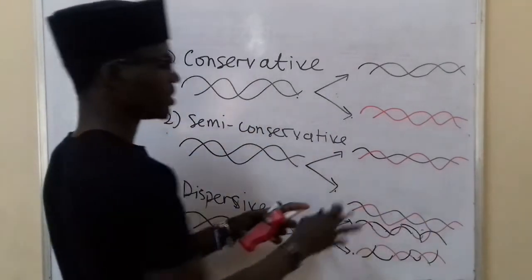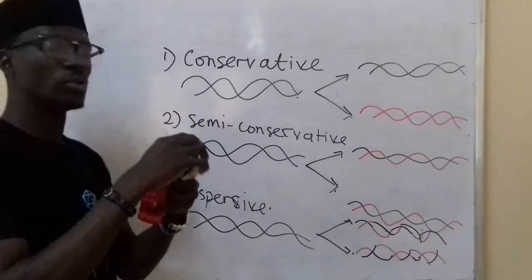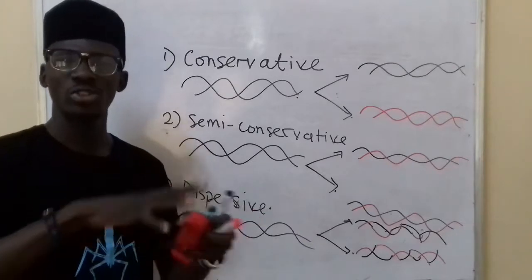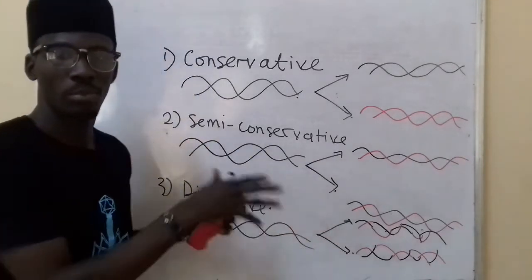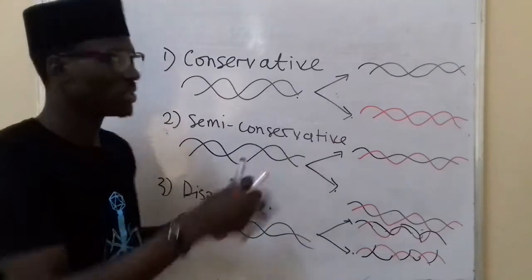So the dispersive model was simply saying that in the daughter molecules, we have a random or dispersed distribution of the parent molecule within the daughter molecules. That's what they're talking about.